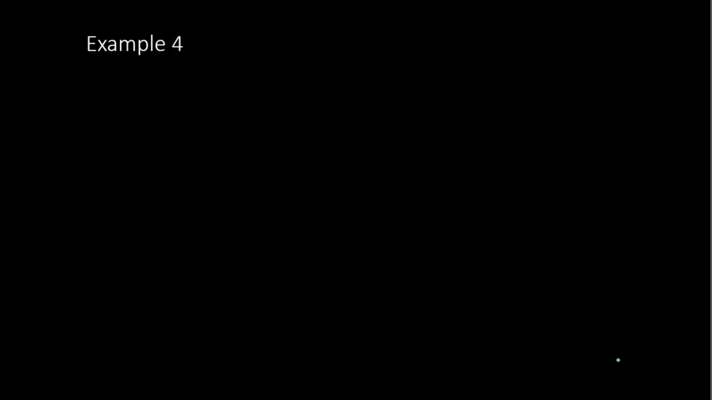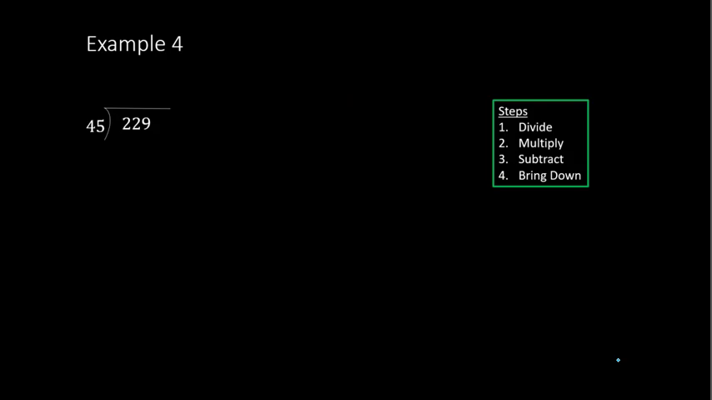Let's take a look at one more example. Here, we are dividing 229 by 45. So for this one, again, it's going to be helpful if we can estimate to get a starting point for our answer. So what we can do is round the number 45. We can round it up to 50. By the way, 45 is right in the middle of 40 and 50, so this one could actually go either way as far as your rounding for estimating. We'll round it up to 50.